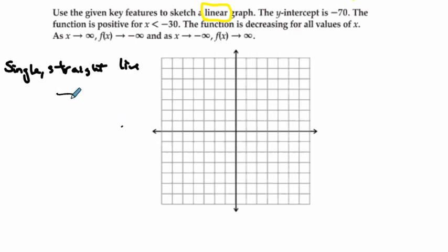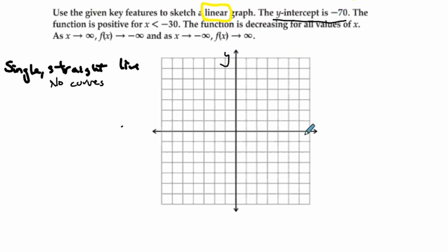So now that we know we're doing a single straight line, that helps us. We're not going to have any curves or anything like that. So we have no curves, all right? I switched my cursor style here so it's not so chunky. Okay, now, second piece of information. The y-intercept is -70. So now I know where this thing is crossing the y-axis.